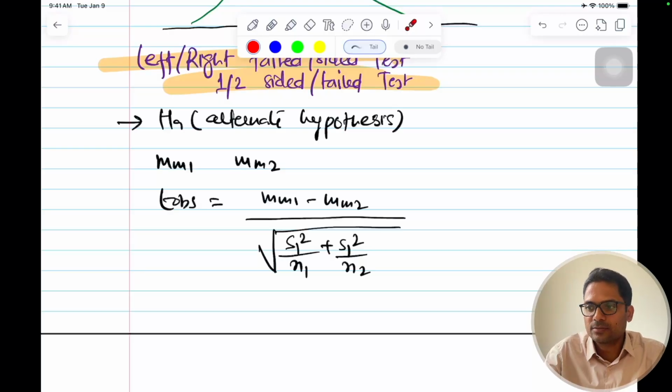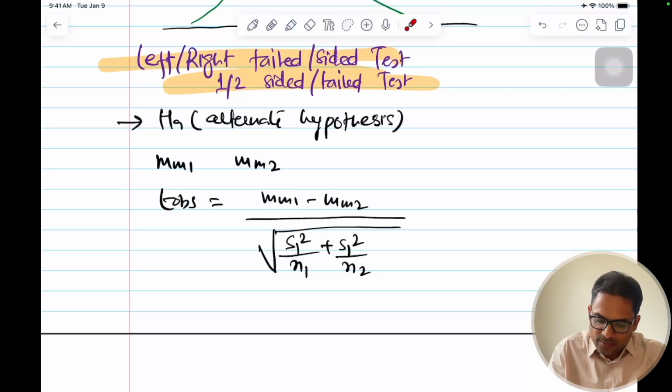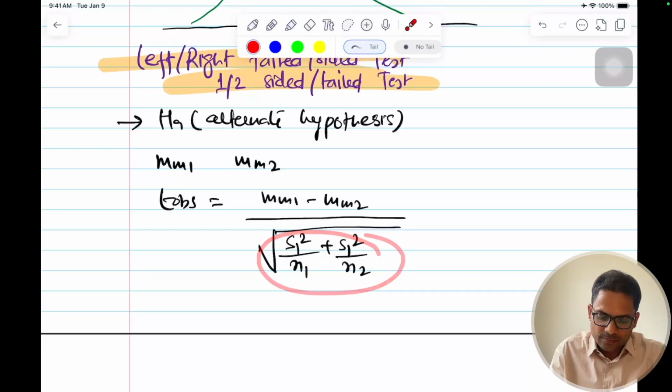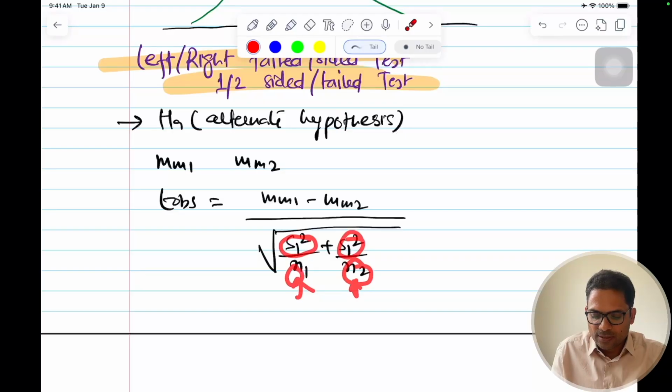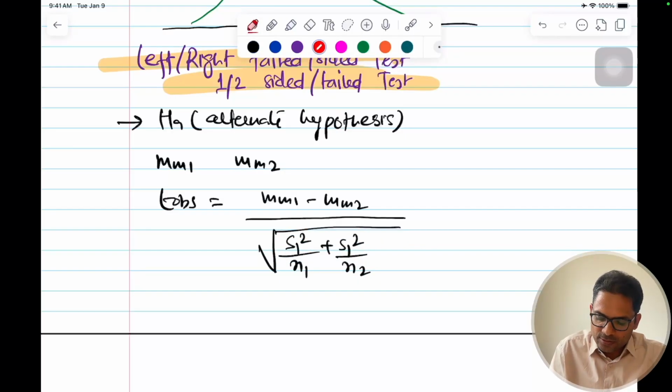Now look at this. The denominator here will always be positive, because this is a square here. S1 squared is positive, and n1 and n2 are sample sizes, so this will be positive, and this is the sum of two numbers. So the denominator will always be positive.